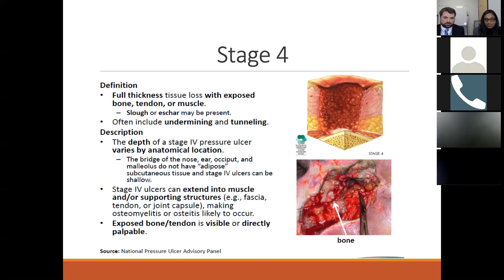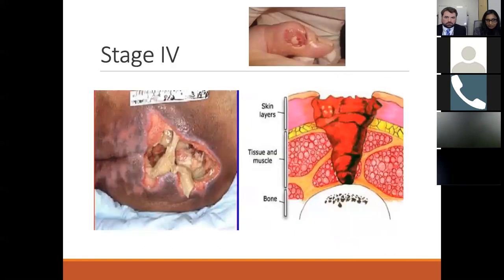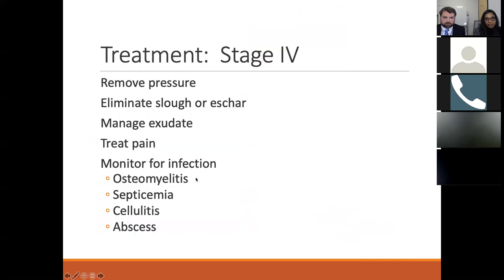Sometimes some of the misconception is, oh, can't you give some antibiotics to make it heal? But antibiotics alone is not going to be able to help. So here are more pictures of stage four. And so this goes through the skin layers, tissue, muscle, all the way to the bone. And so here's a picture where the bone is exposed. And here, this is another deep wound with exposure to the bone.